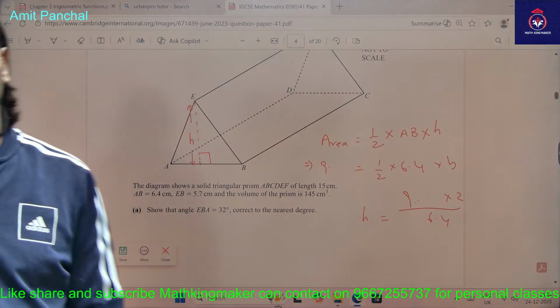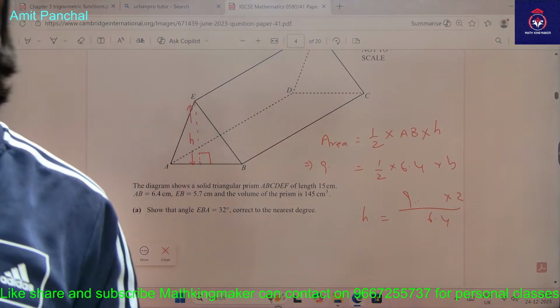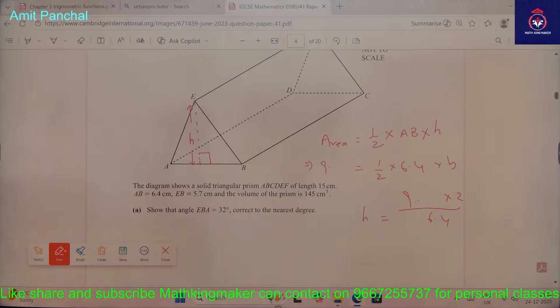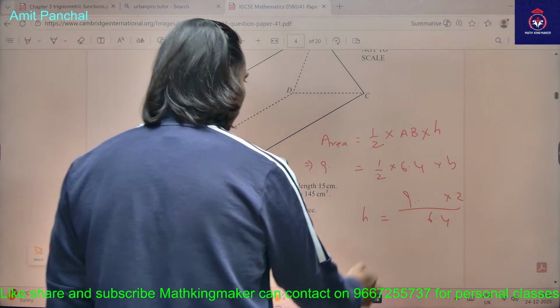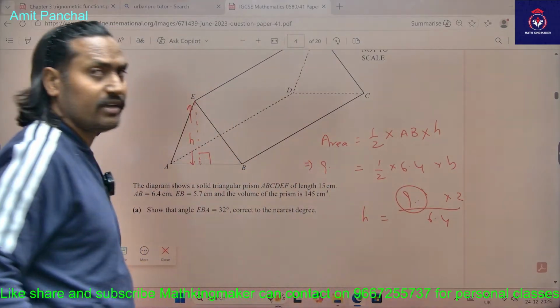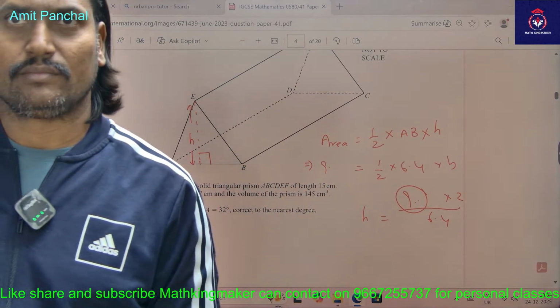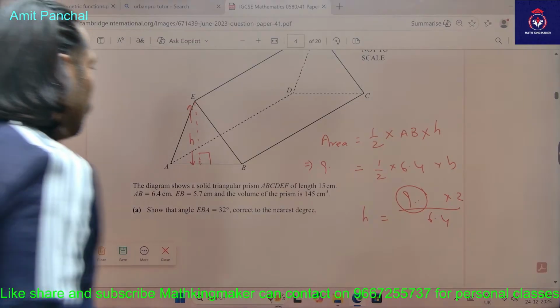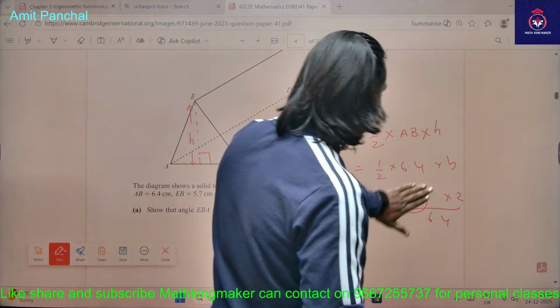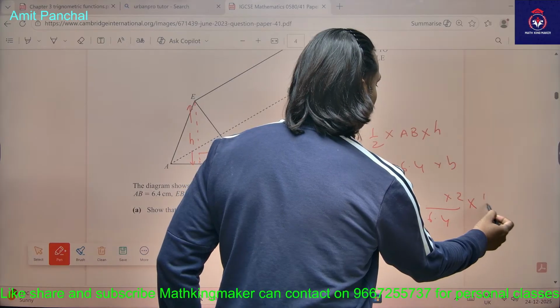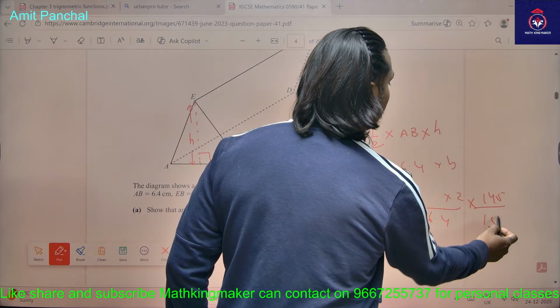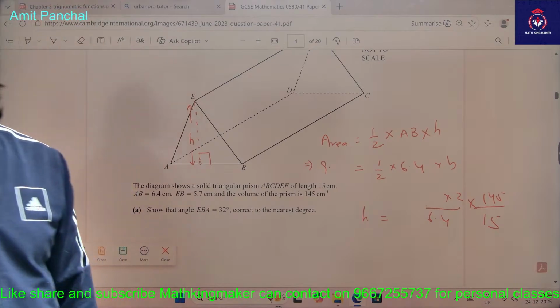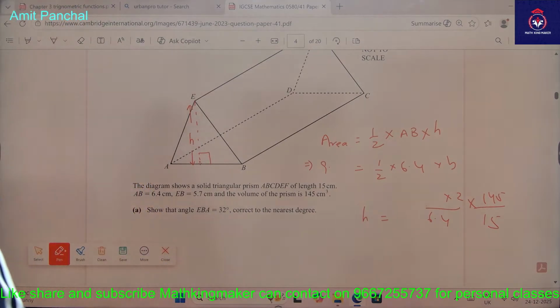My method was correct. I just don't know what numbers I was using. For some reason, I was using 145 and 15. I don't know where I got that from. 1.145 by 15 will also give you 9 point something, that is the area. I was using the numbers for the prism instead of for the triangle. I don't know why. Okay, no issues. There may be some calculation error.